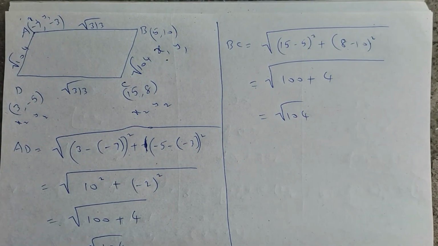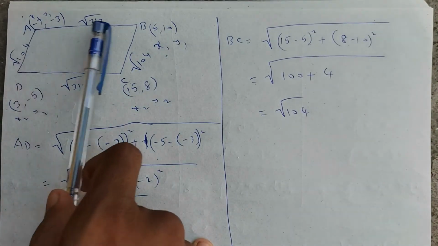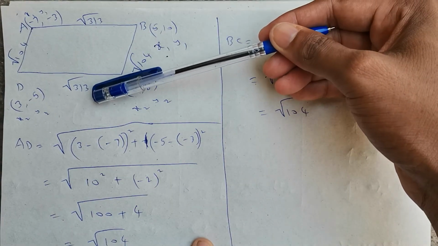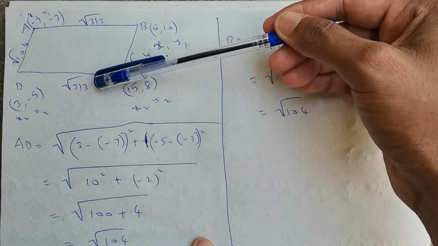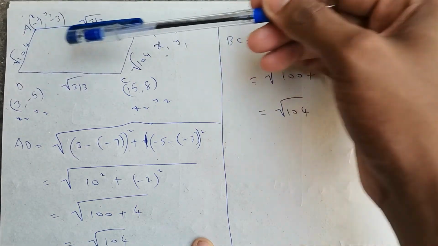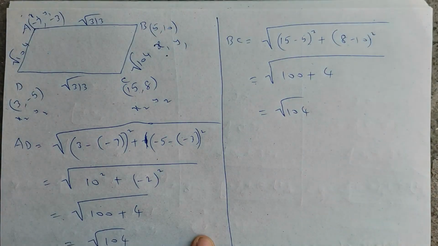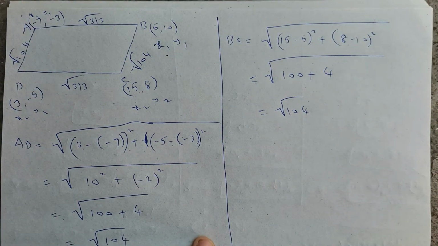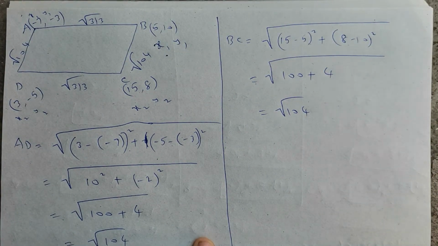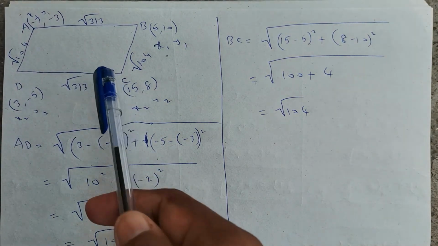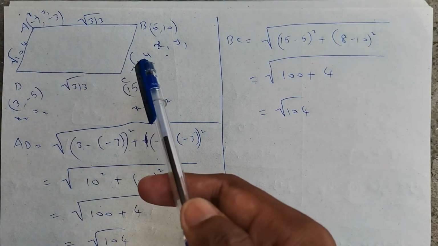So if we observe the opposite sides now, here AB is root 313, here also CD is root 313. Opposite sides are equal. AD is root 104 and here BC is root 104. Opposite sides are equal to one another. So if opposite sides are equal to each other, the figure may be a rectangle or may be a parallelogram. So in this case we cannot conclude exactly that it is a parallelogram because it may be a parallelogram and may be a rectangle.